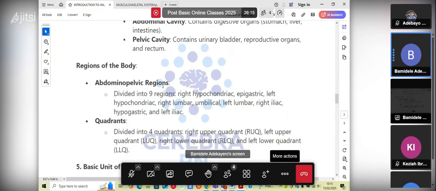So, in order to study organs and to be able to help patients when there's illness, to be able to detect symptoms early, we need to subdivide these abdominopelvic regions into 9 regions, so that we can know where each organ is located. For instance, we have the right hypochondriac region, we have the epigastric region. I've listed them here. They are 9 in number.